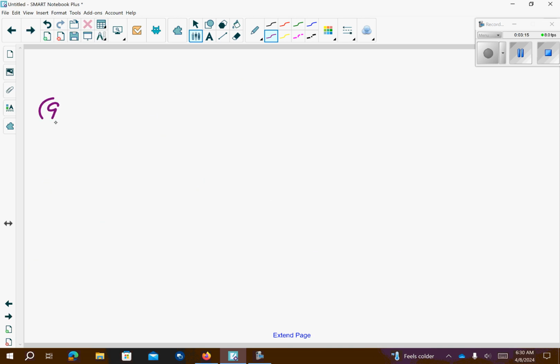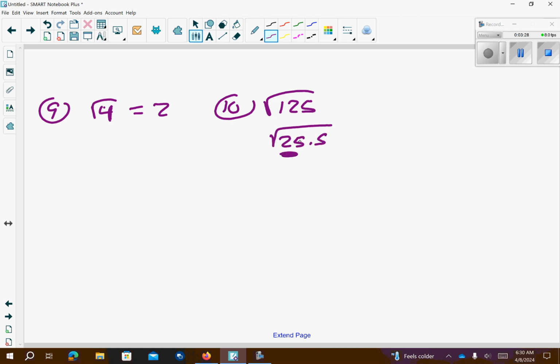Number 9, square root 4. Oh, that just comes out to 2. Number 10, root 125. We want to break 125 down to 25 times 5. 25 is the largest perfect square. Square root of 25 is 5, so I wind up with 5 root 5. Number 11, negative square root 100. Well, the negative comes down. What's the square root of 100? It's 10. Oh, I get negative 10 for an answer.